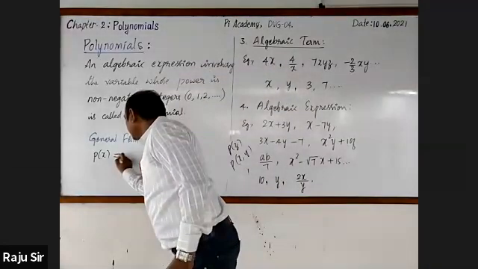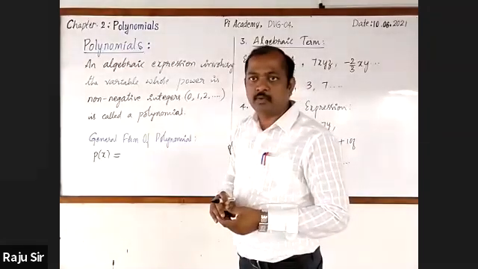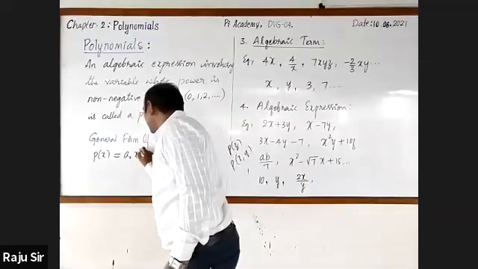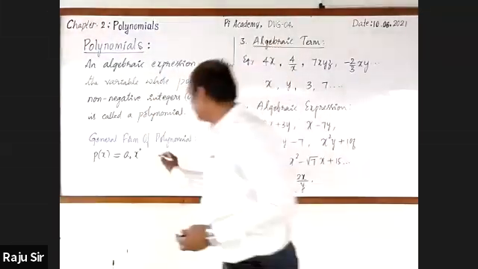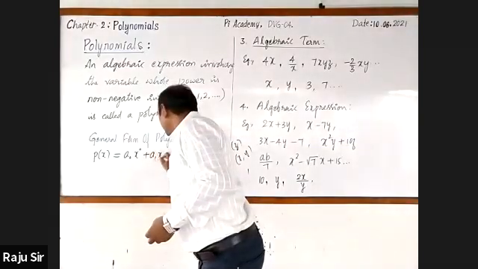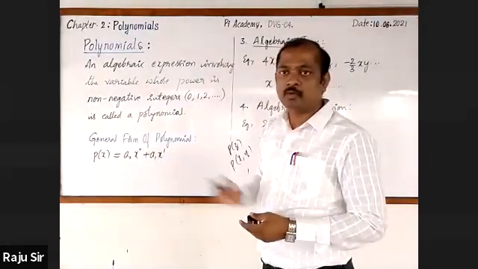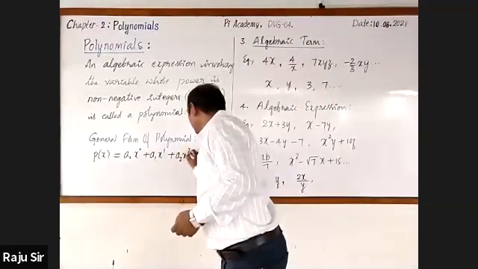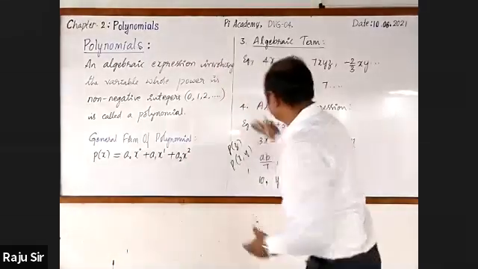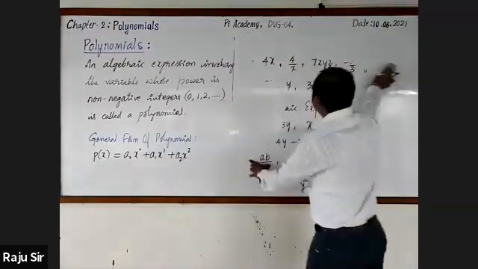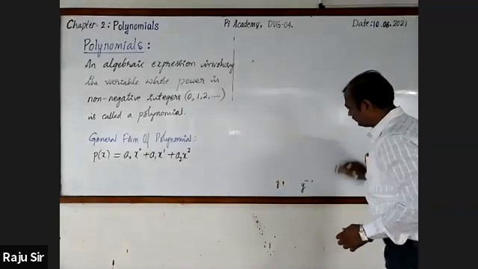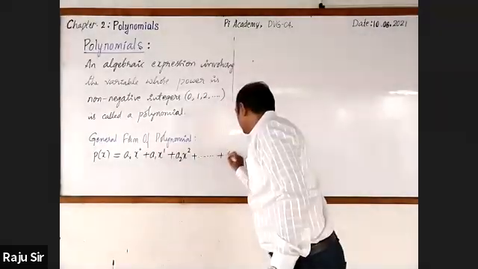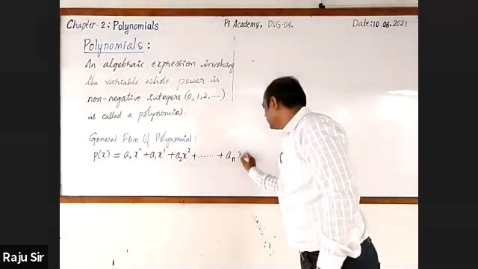Now, p of x is equal to a naught x raised to the power 0 plus a1 x raised to the power 1. Go on writing with me. a2 x raised to the power 2 plus a3 x raised to the power 3 and so on. The last term is to be considered as an x raised to the power n.